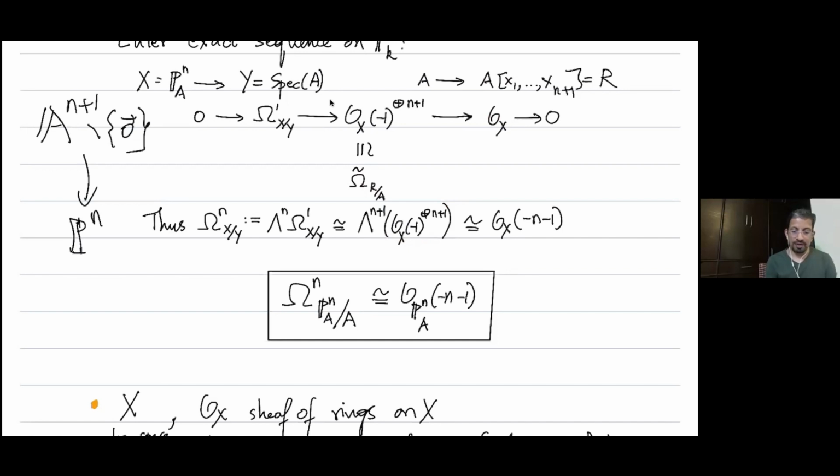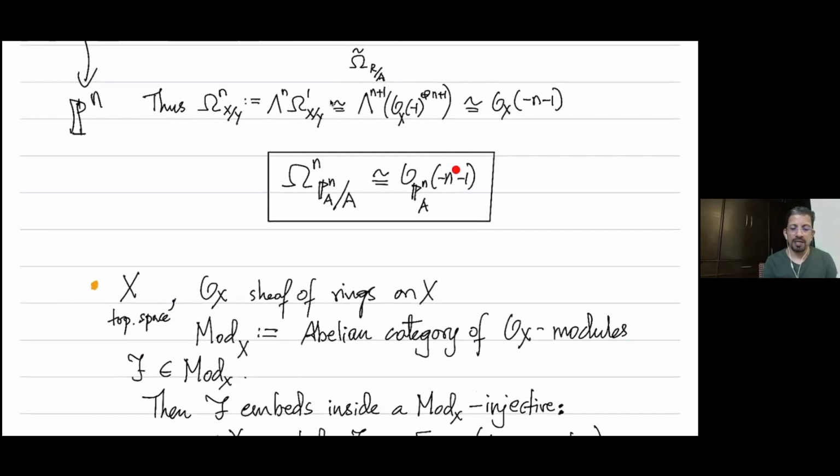So this is the important fact, and this is what we will use in the next lecture: that omega n of the relative projective space, the nth exterior power, is simply an invertible sheaf. Omega 1 is rank n, and this is rank 1 because I've taken the nth exterior power. This rank 1 module is simply O shifted by minus n minus 1. It has no global sections, but this shift we will keep track of.